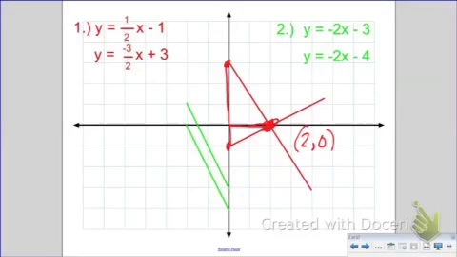For the green lines, those aren't going to cross ever. You notice that the negative 2 in front of the x is in front of both, and that means that they have the same slope. And since they have the same slope, the answer here is no solution. They are never going to cross.